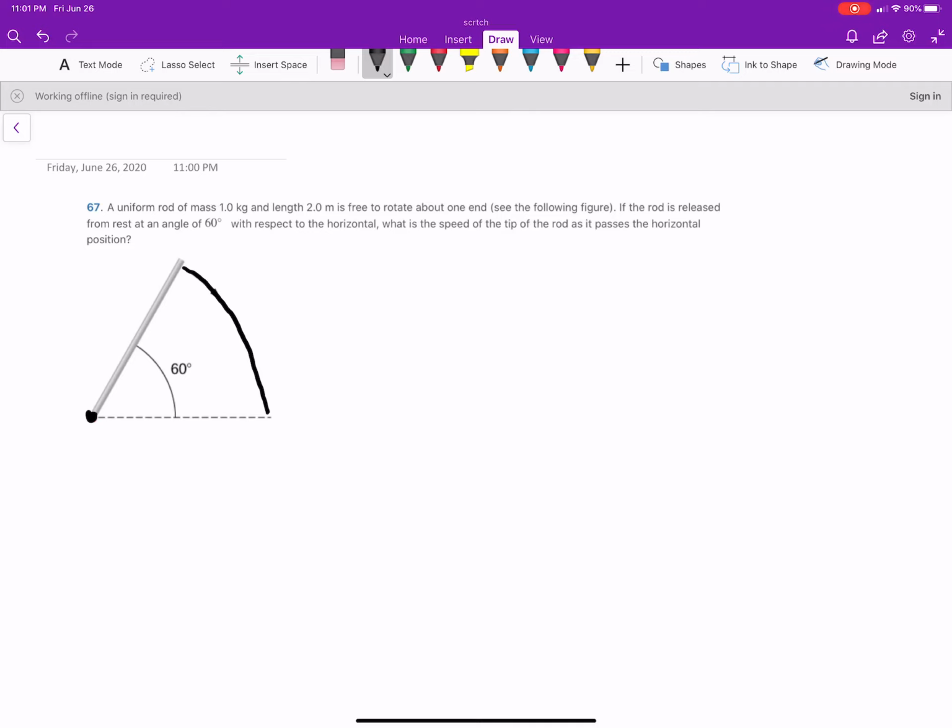Okay, so we're going to use conservation of energy. In other words, energy initial is equal to energy final. Now your initial position will be right here, and your final position will be there. It's mentioned that initially it's released from rest. In other words, it's stationary. So the only type of energy we're really worried about is potential energy, in this case due to gravity.